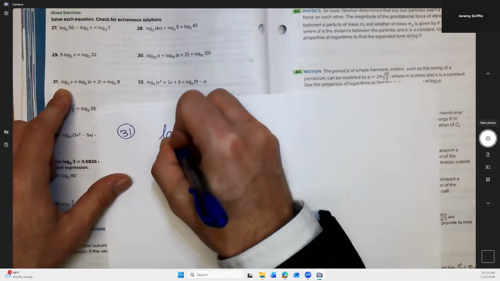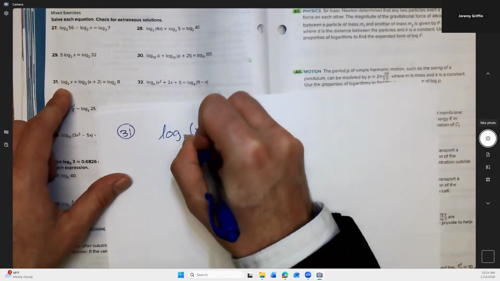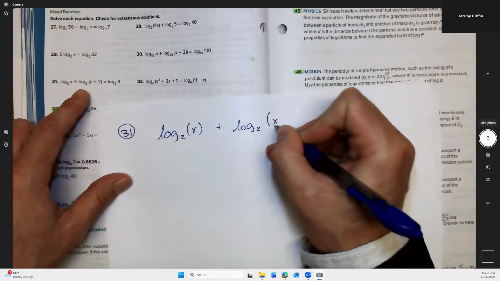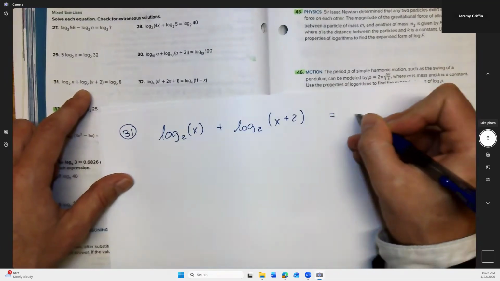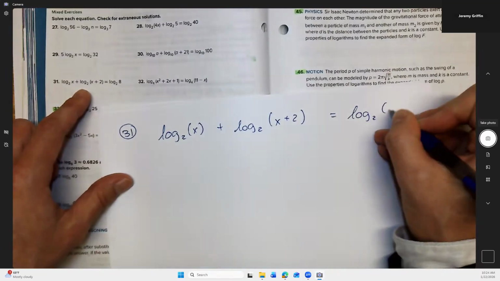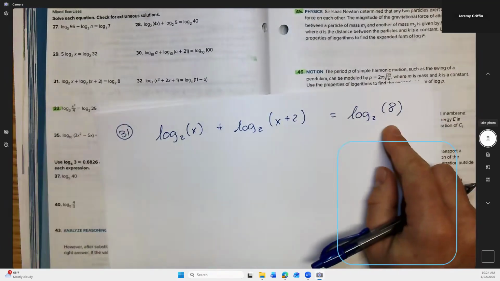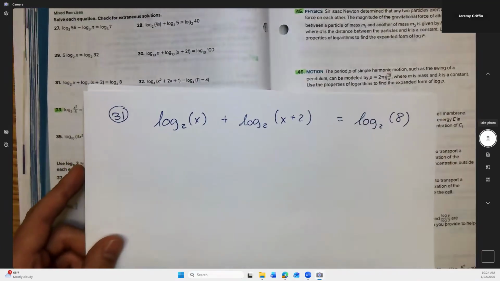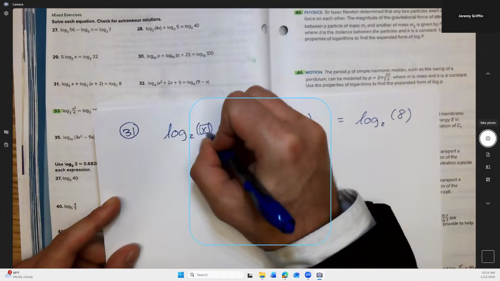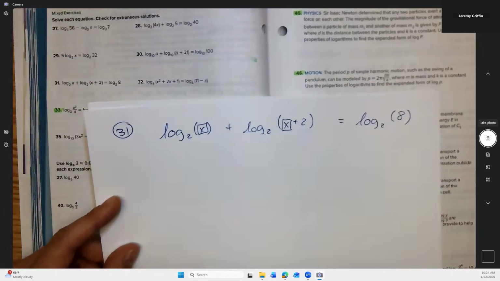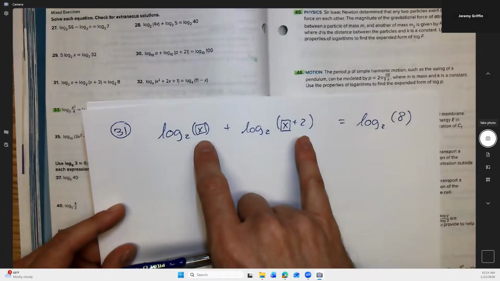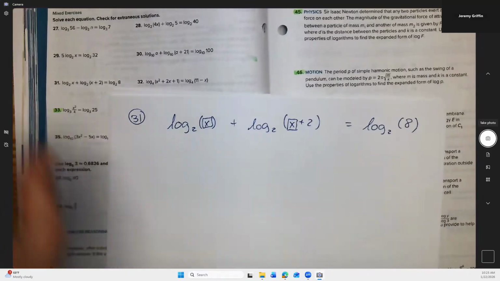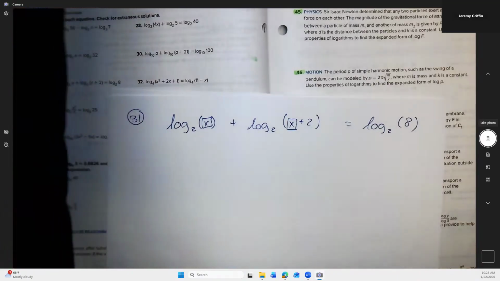So I have log base 2 of x plus log base 2 of x plus 2 is all equal to log base 2 of 8. Now, there's probably more than one way to go about these. But let's see. We're solving for x. So one thing I know I can do is, if I have a log plus another log, let's see.